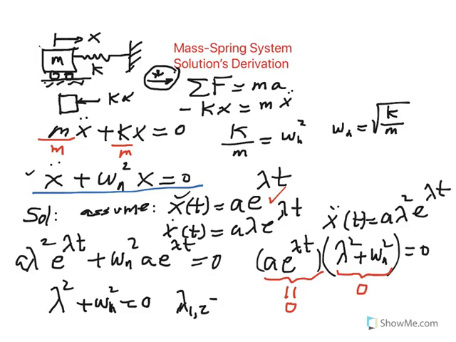Notice that the roots are going to be complex conjugates. Lambda 1 and lambda 2 are plus and minus i omega n. So we notice our roots are complex. So let's go to the next page.